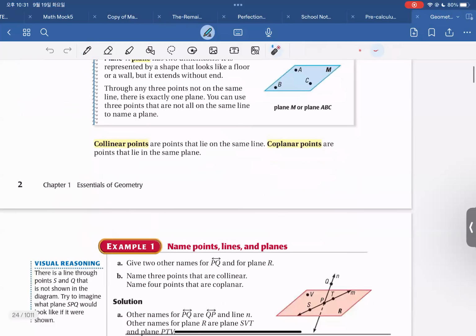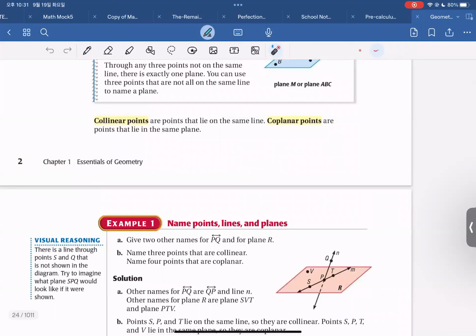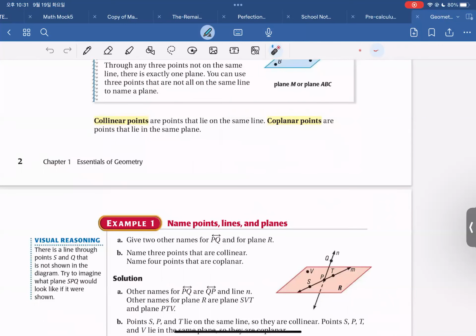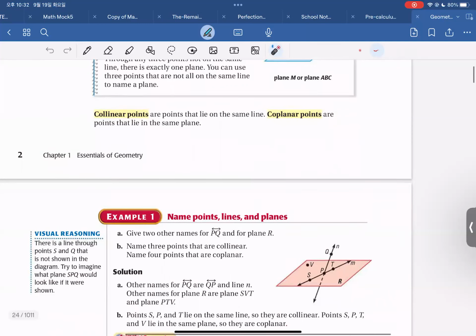But next, what are collinear and coplanar points? This is something that was quite important when I was doing geometry. Collinear points are just points that are on the same line. So if you're referring to line AB, then any points on line AB would be collinear. Coplanar points are just points that are in the same plane. So A and B would be coplanar points.